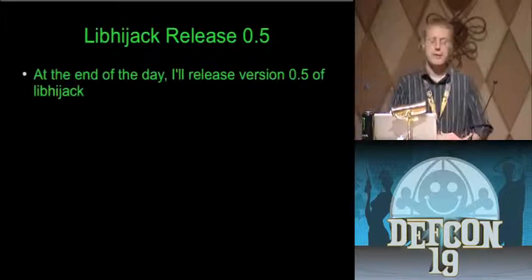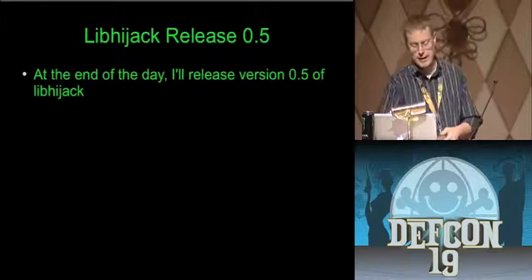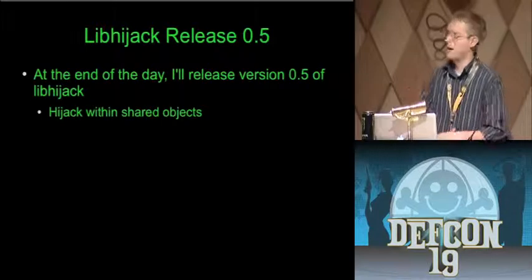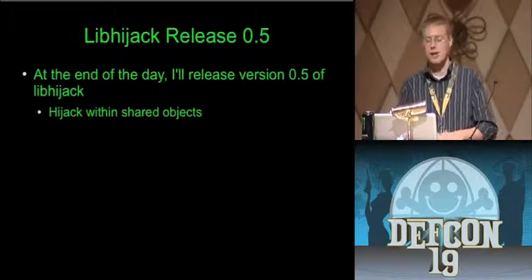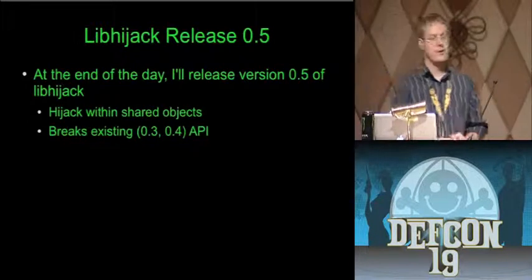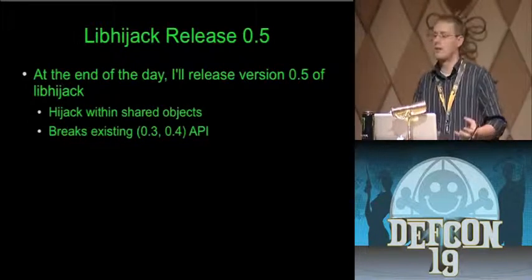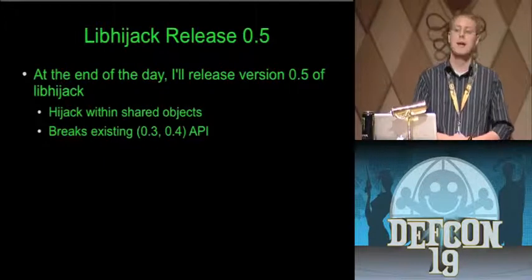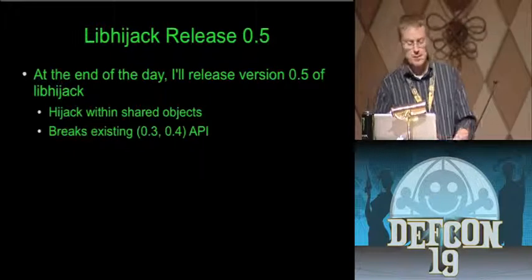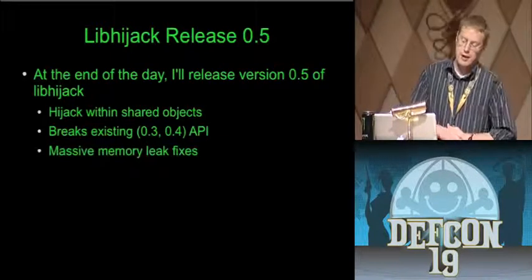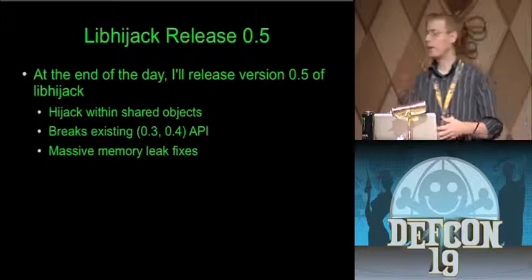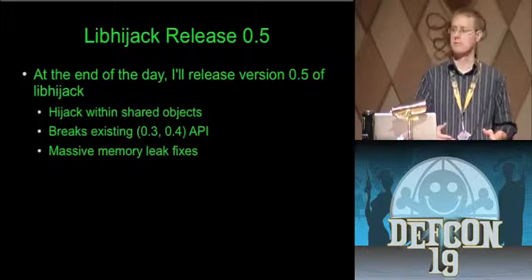So at the end of the day, I'm going to release version 0.5 of Libhijack. It's a major milestone release. You can hijack within shared objects. It does break the existing 0.3 and 0.4 API. Most of you, if not all of you, really don't have to worry about that because those releases were private or semi-private. I fixed some massive memory leaks.